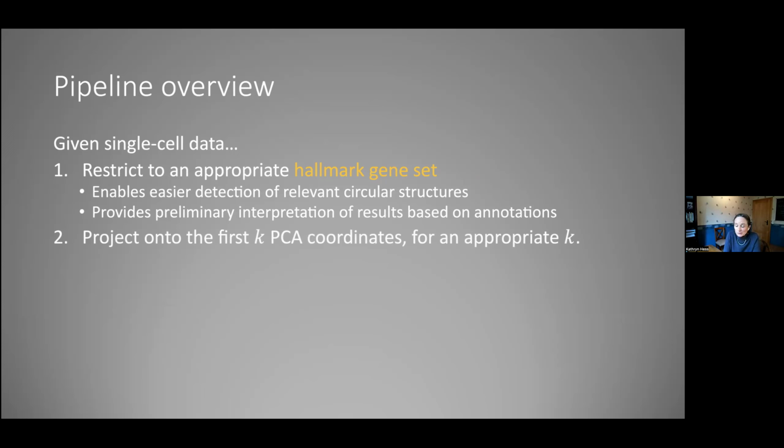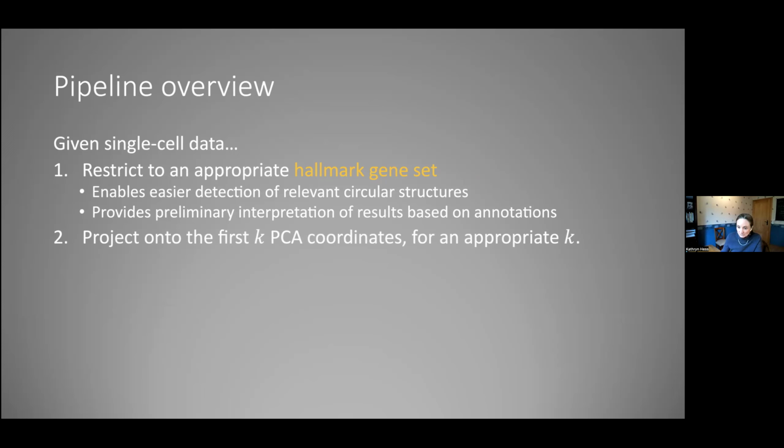Now, that's still too many dimensions in which to work in order to be able to do any reasonable computation. So we're also going to then project onto the first k PCA coordinates for some appropriate k, which we usually take to be 5, because that's something that's easy to deal with and has already given us nice results.